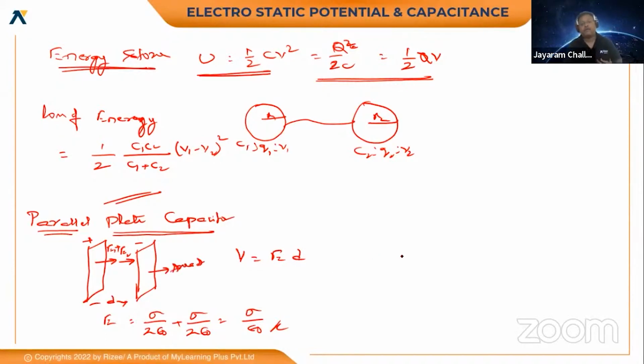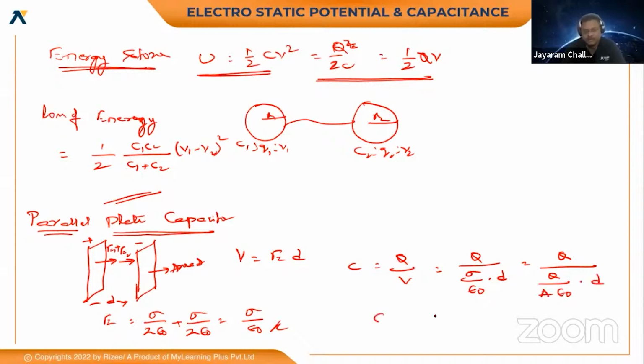Then substituting in C is equal to Q by V, we know the potential, so substitute everything here. Charge by potential is equal to sigma by epsilon naught into D. Sigma can be written as Q by A, that is charge by area, so it is Q by A into epsilon naught into D. The charge will be cancelled, and C is equal to A into epsilon naught by D. Right? So this is your parallel plate capacitor.